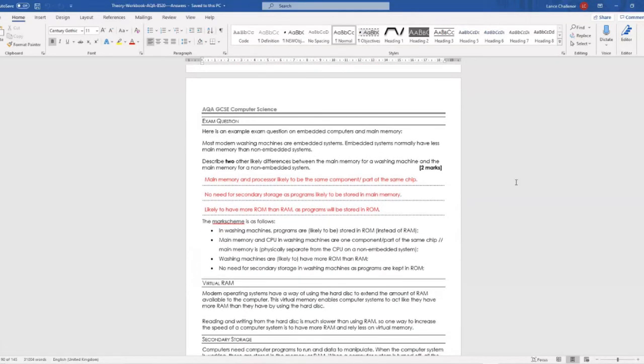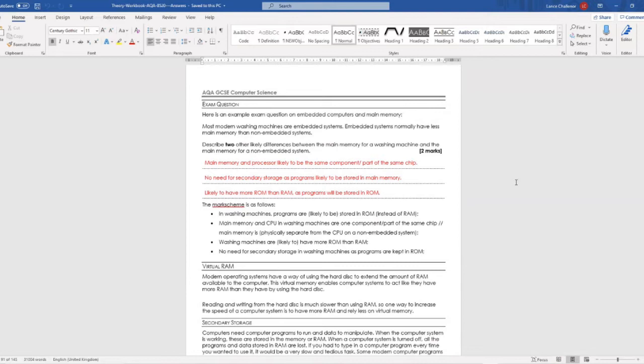Right, so exam question, example. Here's an example. So most modern washing machines are embedded systems. Embedded systems only have less main memory than non-embedded systems. Describe the two other likely differences between the main memory for a washing machine and the main memory for a non-embedded system. So an embedded system is likely to have more ROM than RAM.